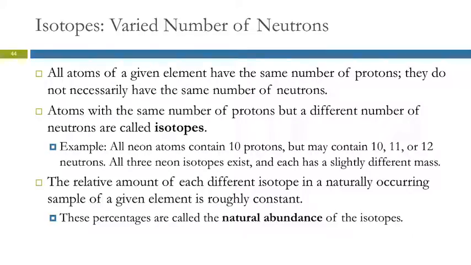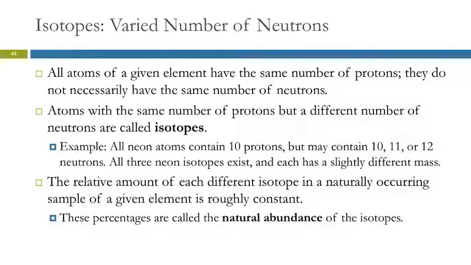So all atoms of a given element have the same number of protons. The number of neutrons can vary. And this is where they had to adjust, make a modification to one of Dalton's ideas in his atomic theory that all atoms of a given element are identical and have the same mass. Well, they all have the same number of protons, but the number of neutrons can vary. And since the protons and the neutrons are the massive particles, the mass also varies a little bit.